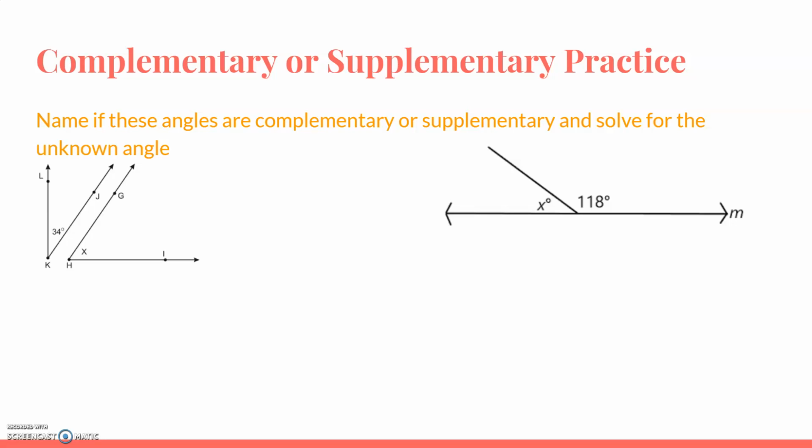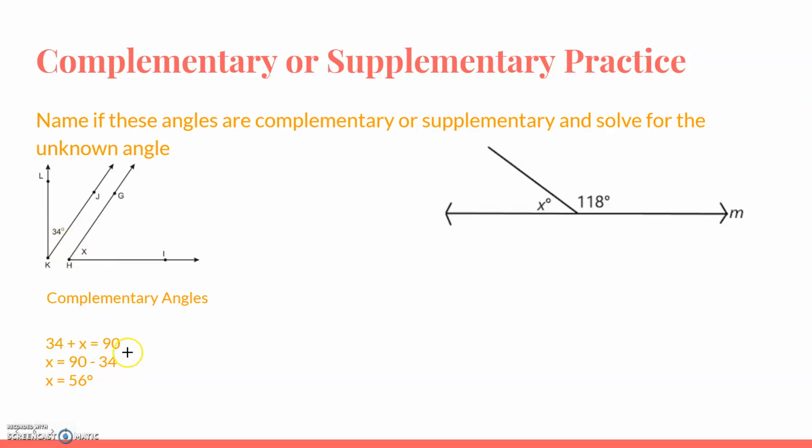Alright, now that you're back, first off, for the first diagram, this is going to be complementary. If you put these two angles right next to each other, they're going to form a 90-degree angle, which tells us that these are complementary angles. Alright, so first off, 34 plus x should equal 90. So according to our complementary angle definition, if we add these two angles, we should get 90 degrees.